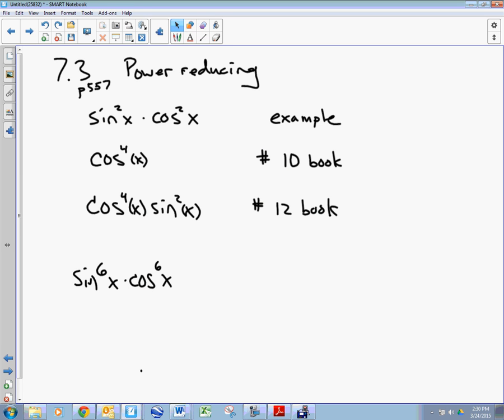That's the same as number 10 in your book. Cosine to the fourth times sine squared. That's going to be new and a little bit more difficult. That's like number 12 in your book. Cosine squared times cosine squared times sine squared, or you can use your answer from here and just multiply it. And then this is extra credit. If you want to do sine to the 6 times cosine to the 6 and bring that to class the day of the test, and it's correct, I'll give you extra credit for it.